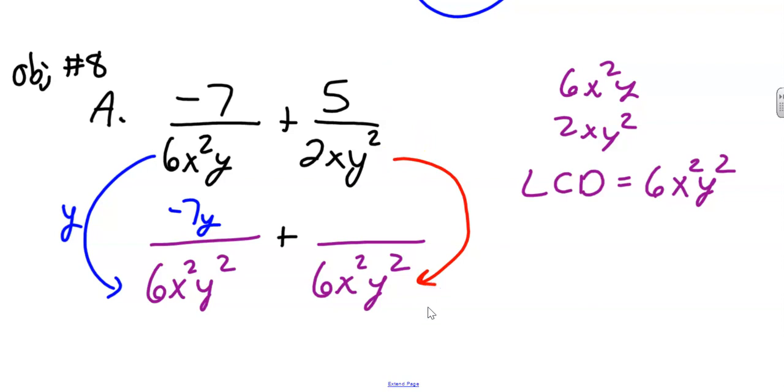Okay, denominator here, we multiplied by 3. We went from x to the first, x to the second, so we put in an extra x. The y's didn't change. So basically on the denominator, we multiply by 3x. Do the same thing on top. So 5 times 3 is 15x.